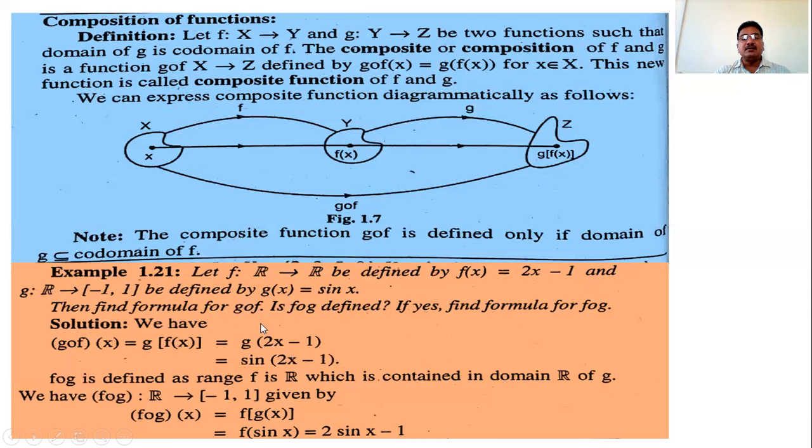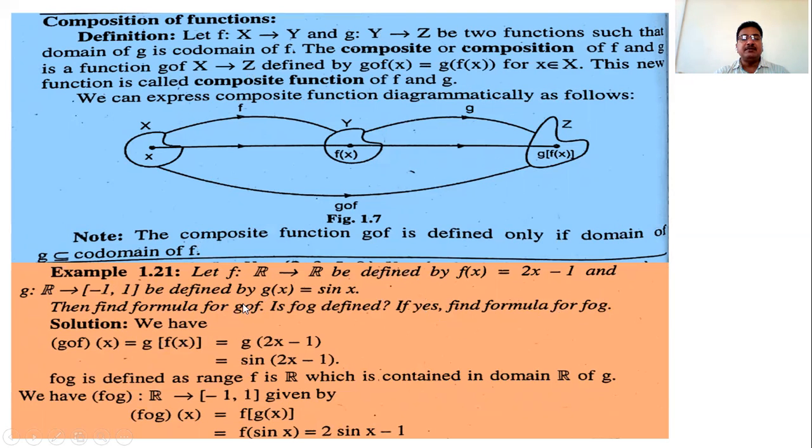So we say f circle g is defined if the domain of f is contained in the codomain of g. What is the domain of f? The domain of f is R. And what is the codomain of g? The closed interval [-1, 1]. These two are not the same, but this interval is a subset of R, and therefore f circle g is also defined. And what is the question? Find the formula for f circle g.